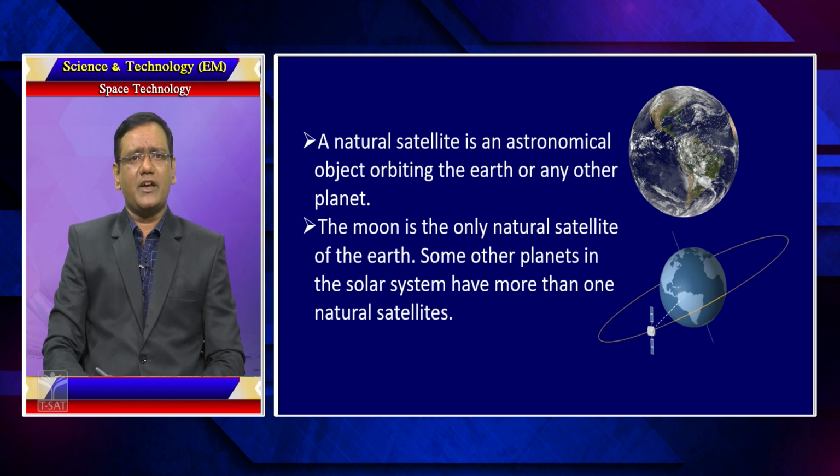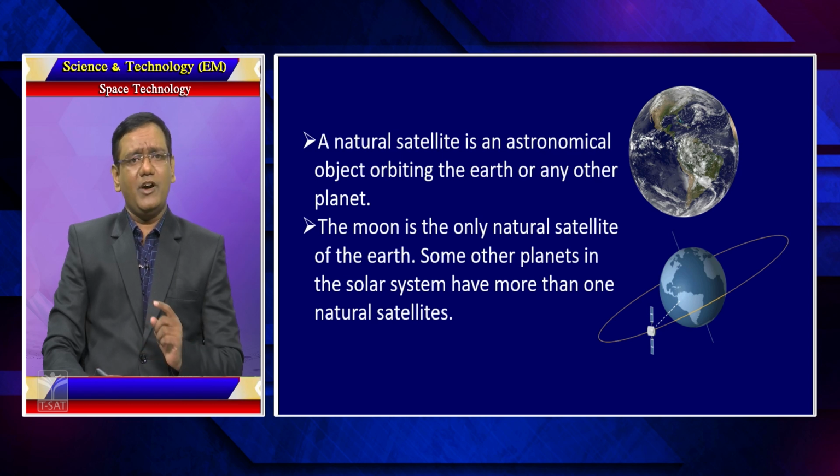A natural satellite is an astronomical object orbiting the Earth or any other planet. As we all know, the moon is the only natural satellite of the Earth. Some other planets in the solar system have more than one natural satellite. So the Earth has one satellite, that is the moon.